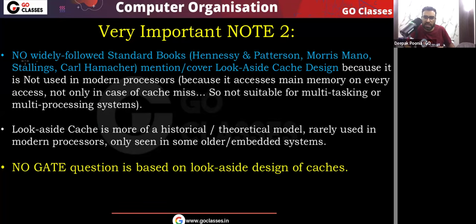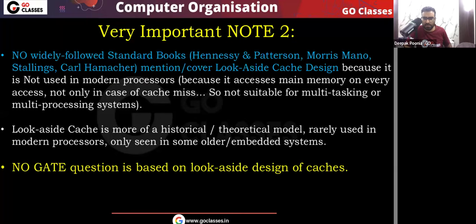This look aside cache design you will never find in any widely followed standard books. If you study all these books, like William Stallings, Morris Mano, Carl Hamacher, Hennessy and Patterson, you will never find this concept, look aside cache design, because it is not used in the modern processors. Also, no GATE exam question is based on look aside cache design. This is more of a historical or theoretical model. It is rarely used, or I can say not used, in modern processors. This was only seen in some older or embedded systems.